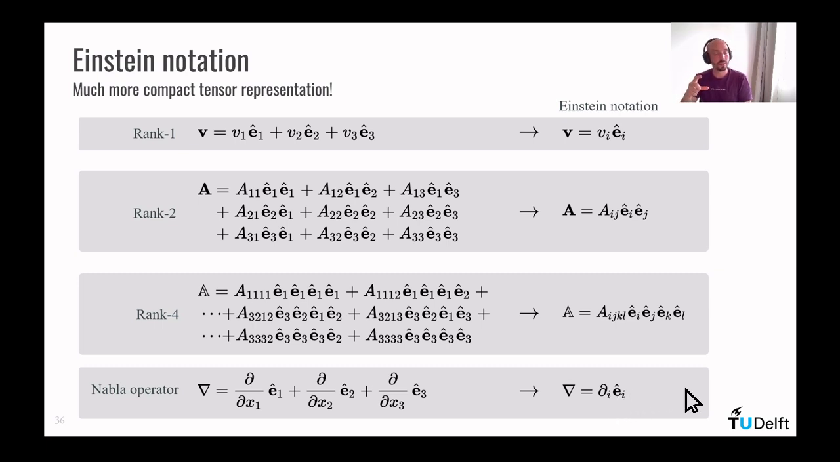Okay, but that would take two lines. So if I write this, it just fits in one line. It makes it even more compact. So whenever you see this del i, please understand del over del x sub i. Okay, so this is the Nabla operator using Einstein notation, and we are going to use this a lot throughout this presentation and in part B of this presentation.